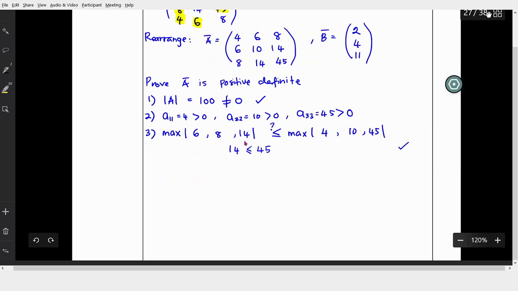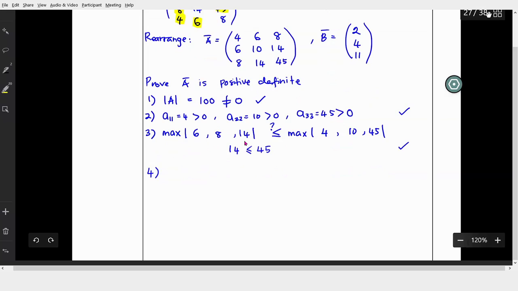The second one also fulfilled. Okay, faham eh? Number 3. It's okay if you don't write in terms of notation K, J, I, you don't really need to do that. You can just come up with the figures straight away, with the values. You write max 6, 8, 14, less than or equal to the max 4, 10, 45. So you satisfy that one.